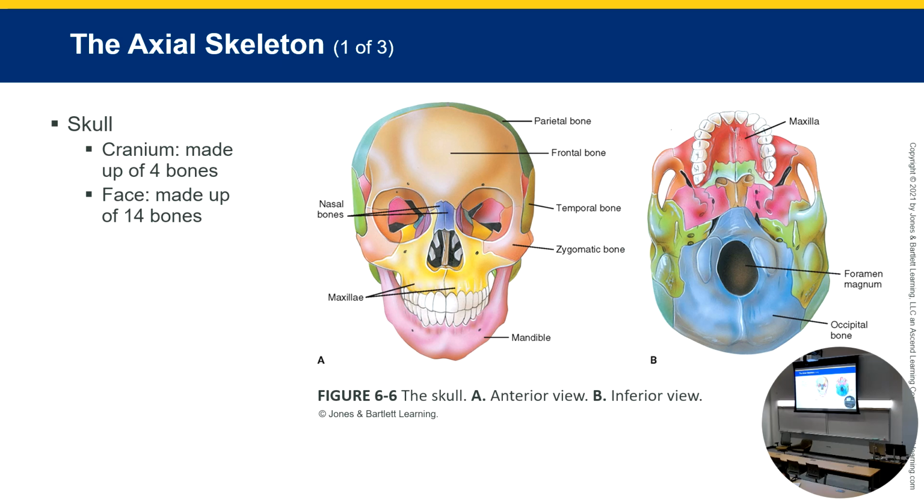Here we have our skull. Again, the cranium itself is made up of 4 bones, the top portion. You have the frontal bone, right in the forehead. You have the temporal bone, which is bilateral. You have the parietal, which is more on the sides and the top of the head, and then the occiput, which is in the back of the skull. Then you have 14 facial bones.